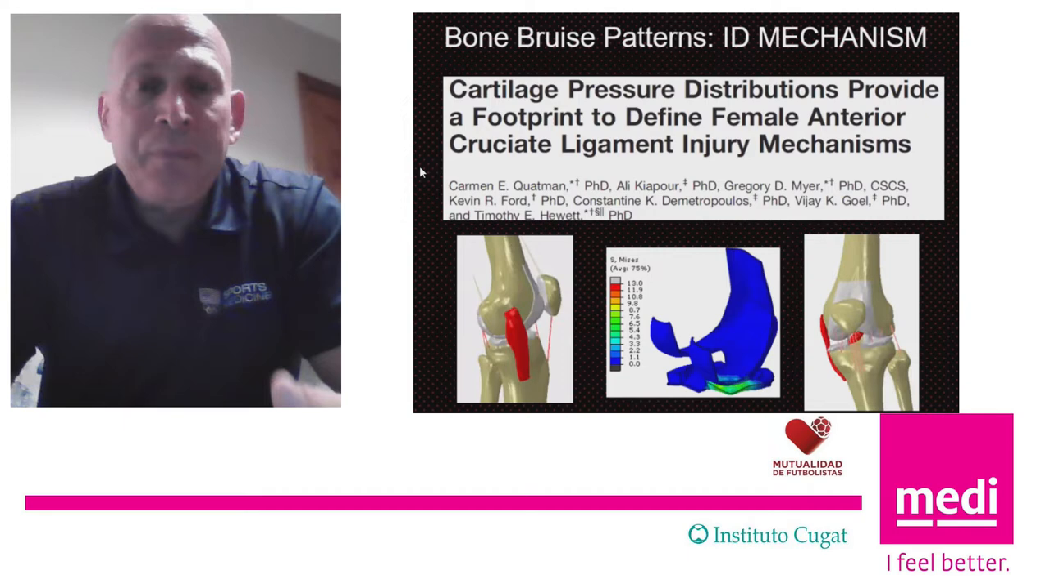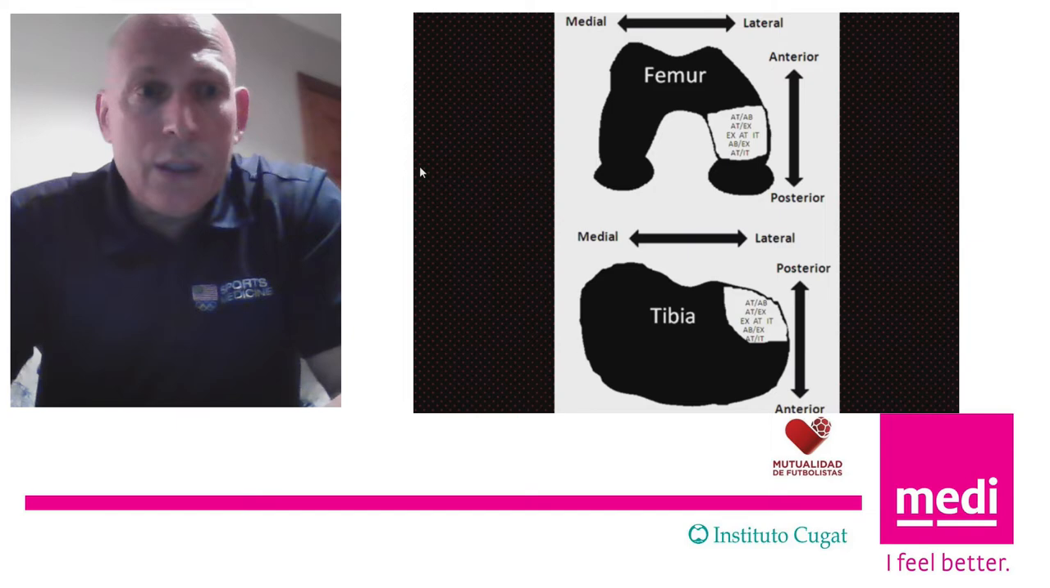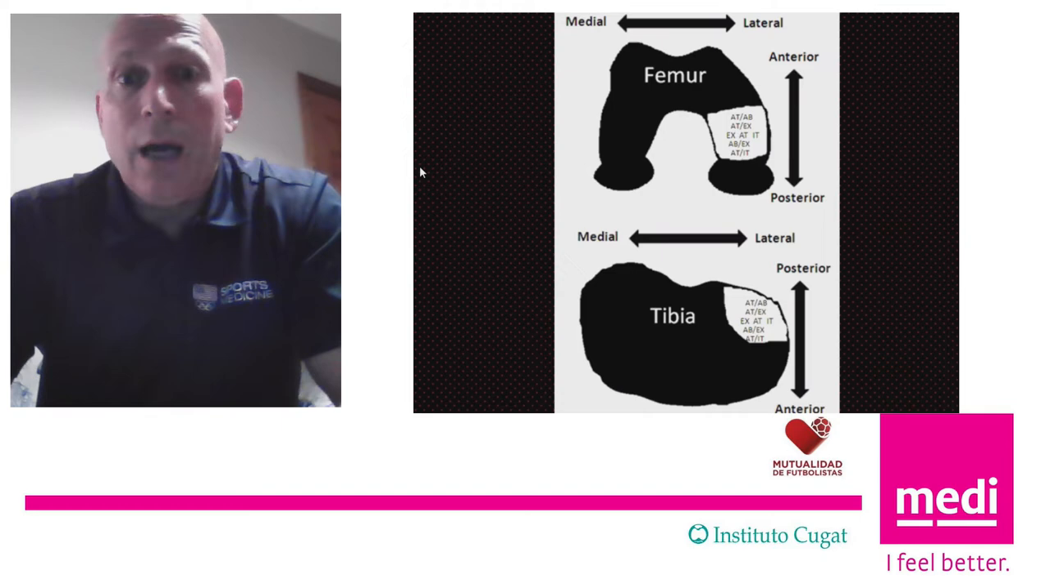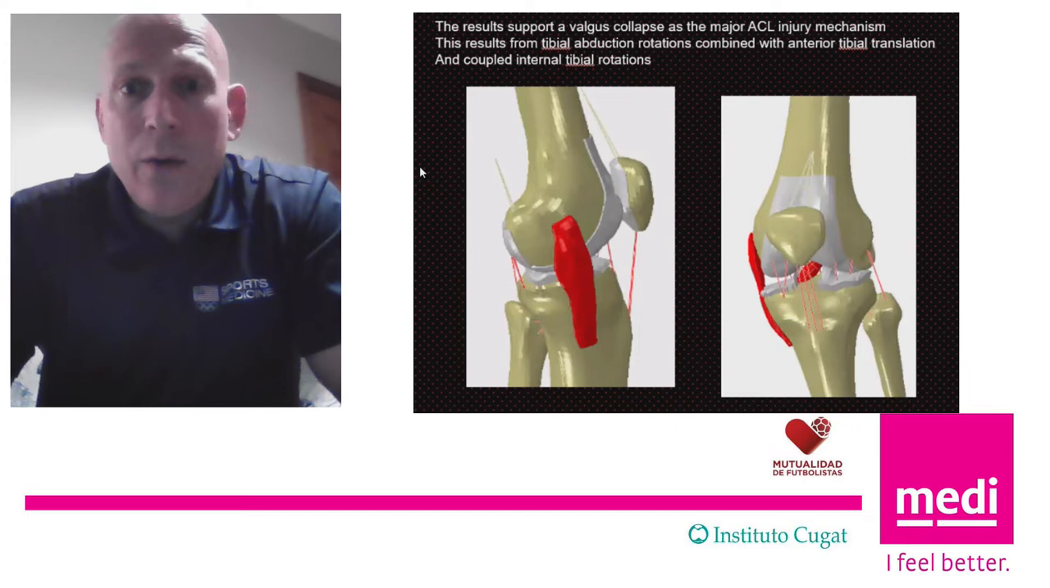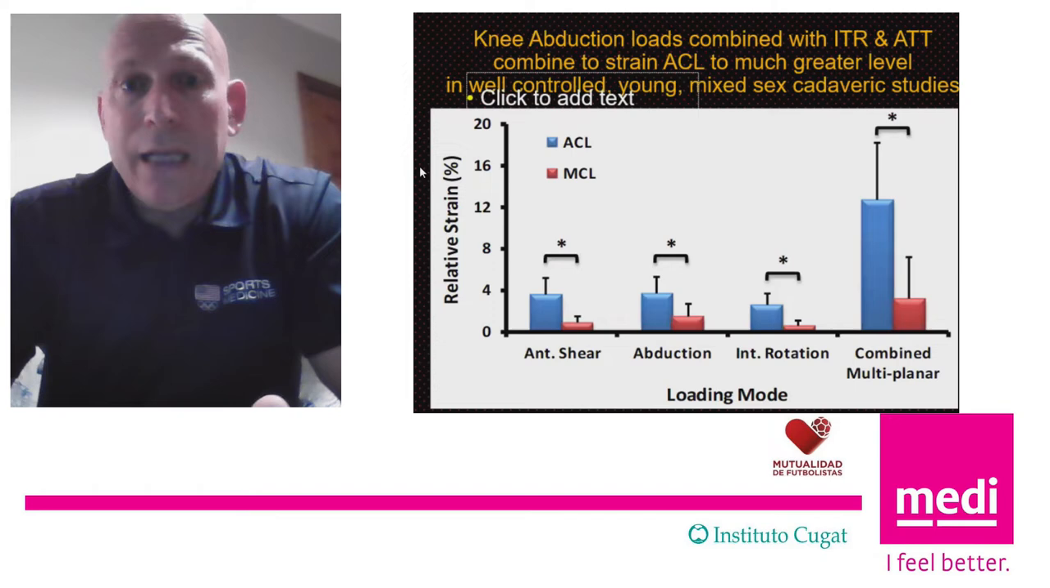And we can put these cartilage pressure distribution details into our computer in silico models. This shows where the bone bruises, where the focus of the bone bruises is, which is reproducing the high forces that occurred to create the injury. From that, we develop a 3D finite element model. And basically what it shows is knee abduction combined with internal rotation and anterior translation.